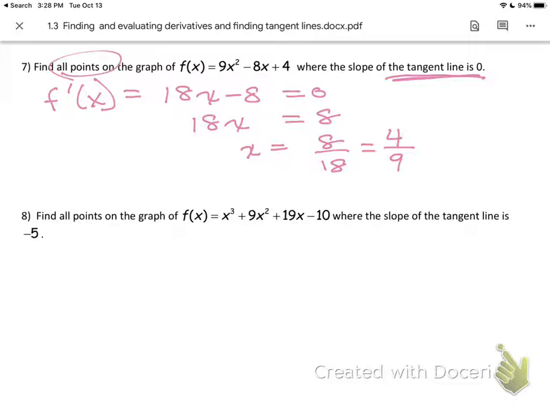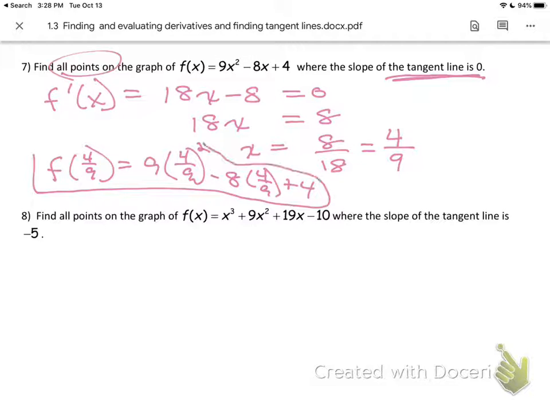Now, they say find all points. So that means I have to plug in 4/9 for the x. So f of 4/9 equals 9 times (4/9) squared minus 8 times 4/9 plus 4. Okay, so when you do this, you should end up with 20 over 9. So therefore, your point is going to be (4/9, 20/9). Okay, so see if you can get that.